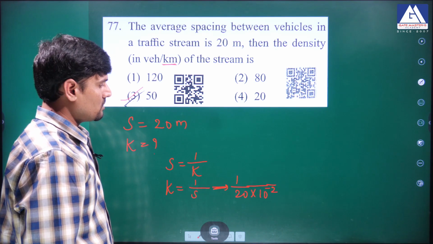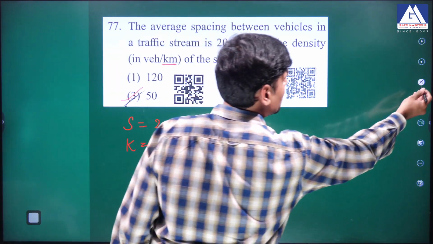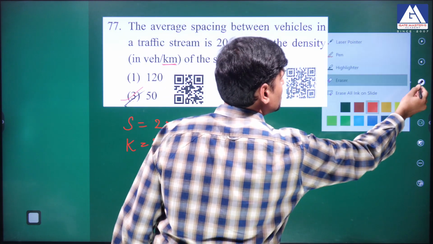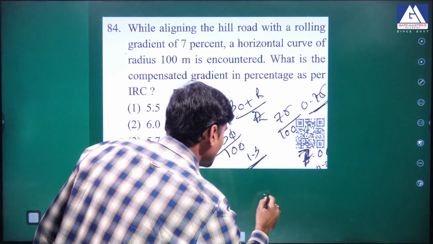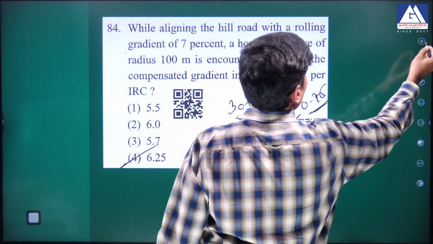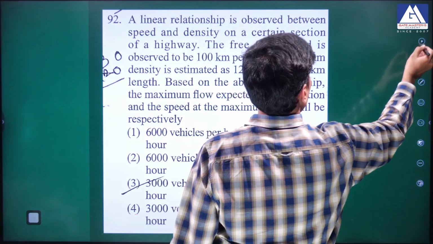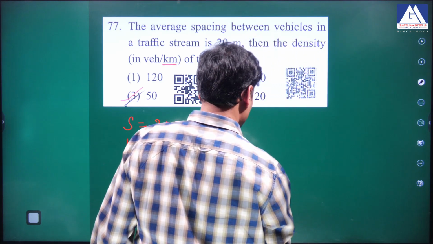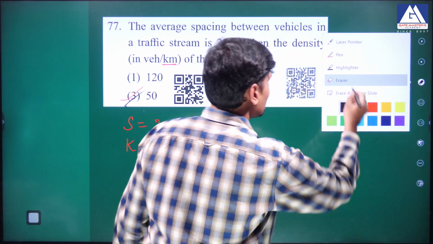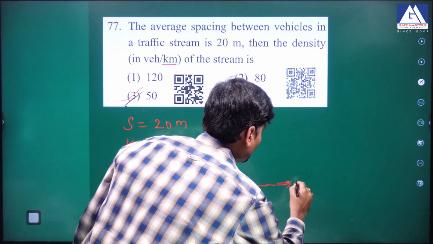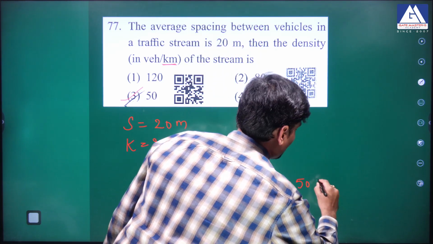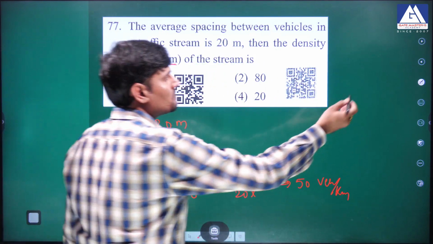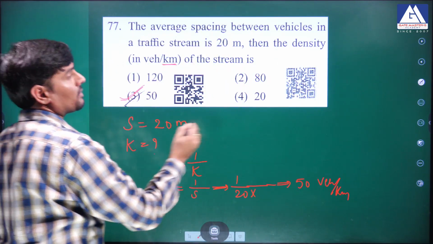If somebody wishes to write the solution, after converting, this will be 50 vehicles per kilometer. Moving on. So, option C.